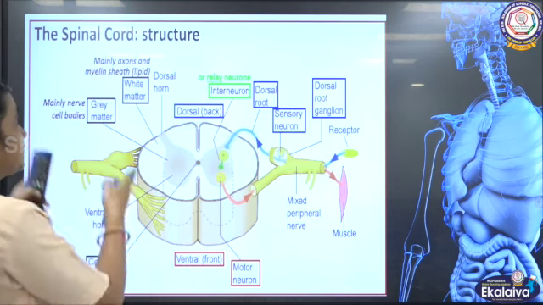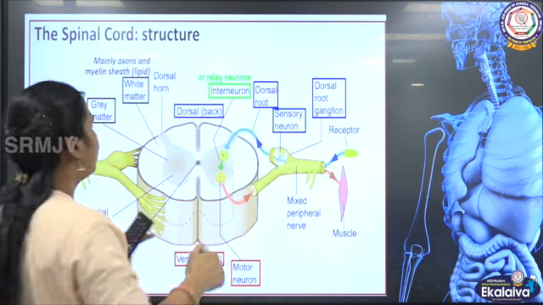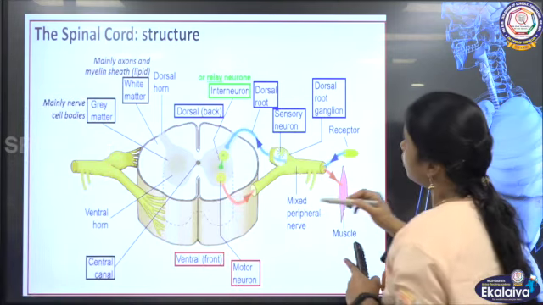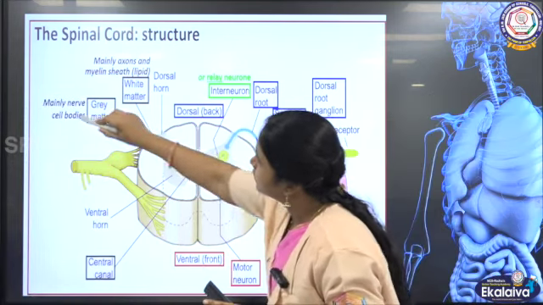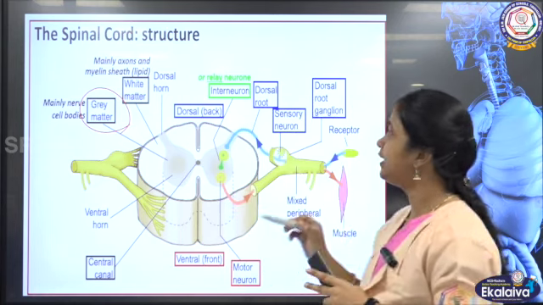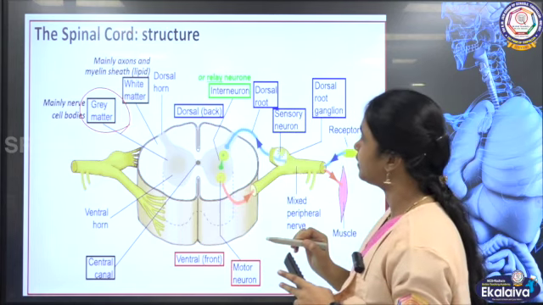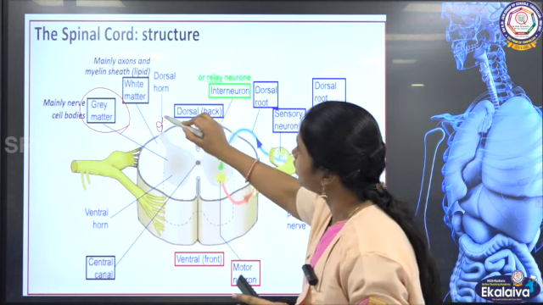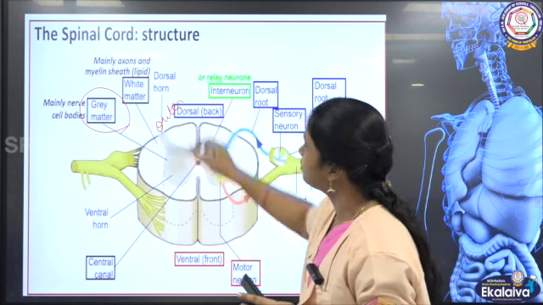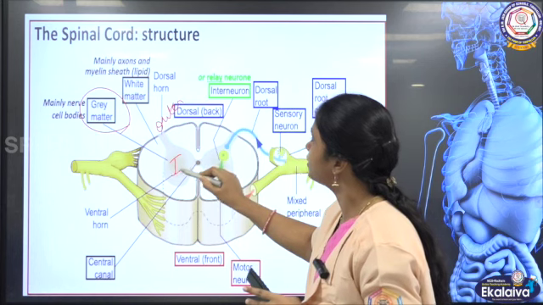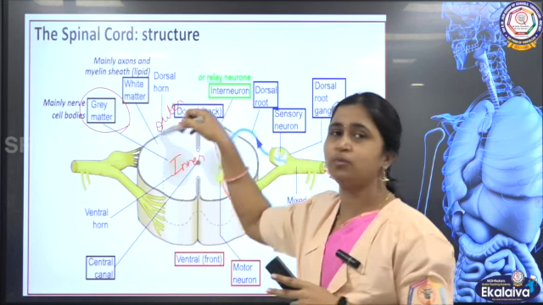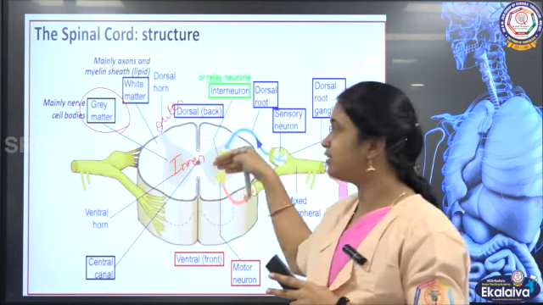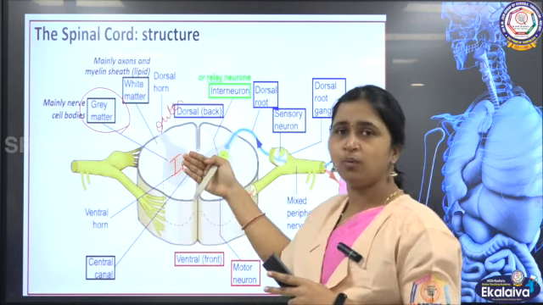If you see the section of the spinal cord: in the brain, the outer matter we call grey matter and the inner matter white matter, whereas in the spinal cord the outer matter is white matter and the inner matter is grey matter, just opposite. Just keep in mind, in the brain grey is outside, whereas here it is inside.